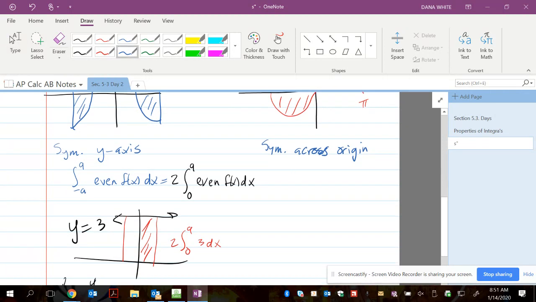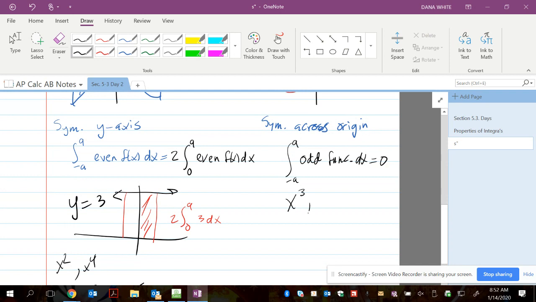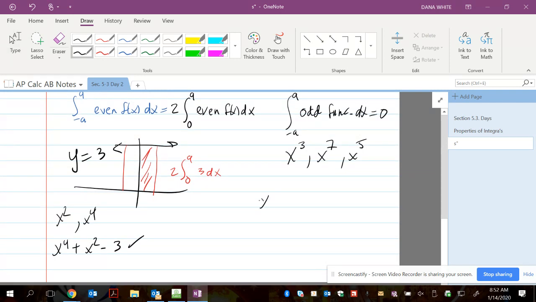Which means that if I integrate from negative a to a of an odd function, dx, it's going to equal 0 every single time. What are odd functions? All the trig functions other than cosine and secant. X cubed, x to the 7th, x, all the odd numbers. So if I have x to the 7th minus x cubed plus 5x to the 5th, is that going to be odd? Yes. If it is odd, if I'm integrating from the same value left of the origin and right of the origin, it's going to end up being 0.